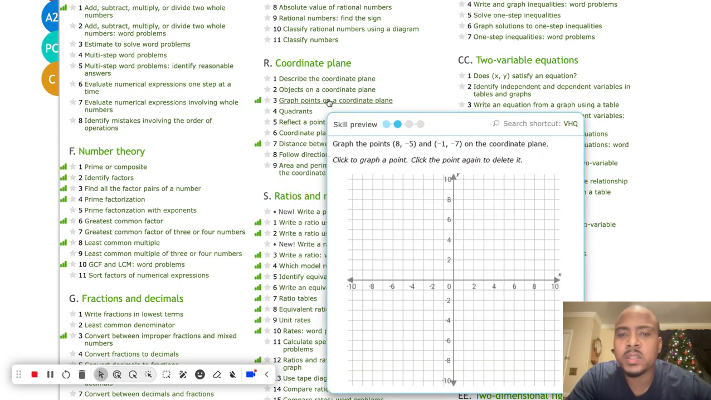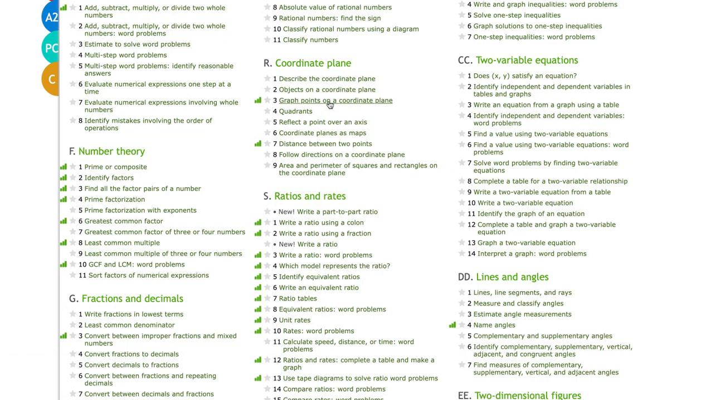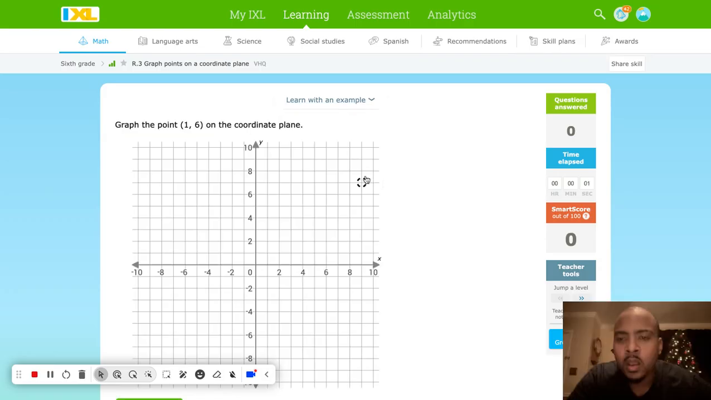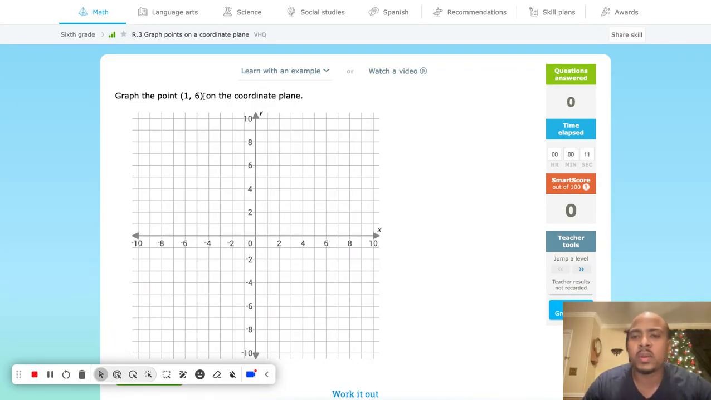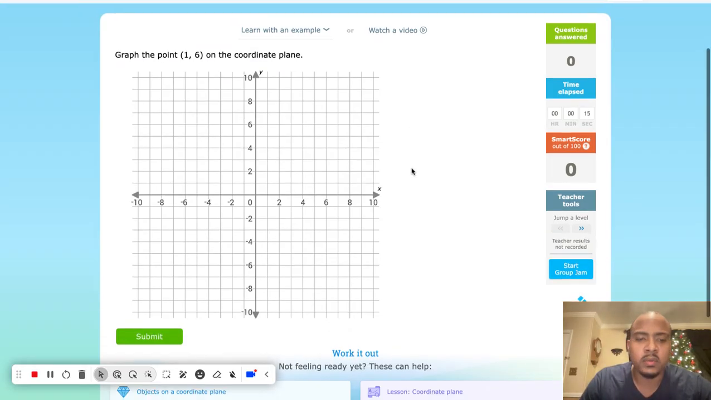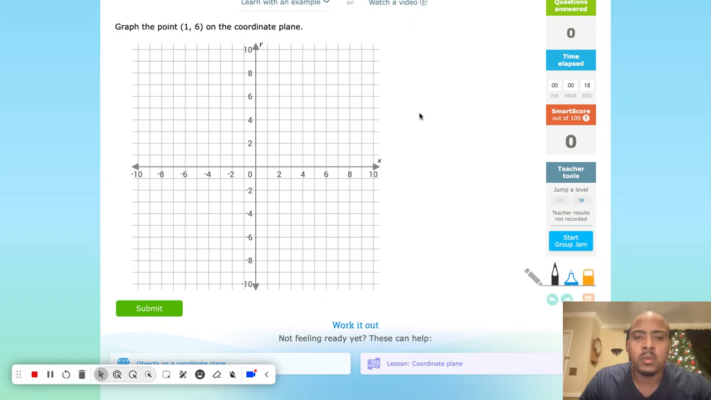In this one, we're going to be talking about R.3, and it is graphing points on a coordinate plane. All right, so basically, whenever I look at coordinates, I should be thinking of two things, two directions. One, the X is the first direction. So remember, everything is based off of number lines. So the X is the first direction and the Y is the second direction.